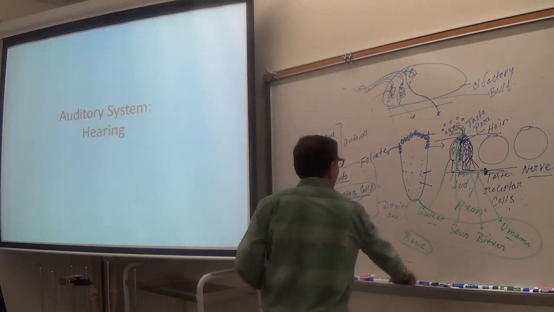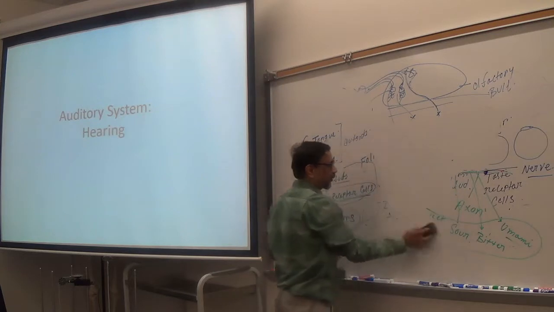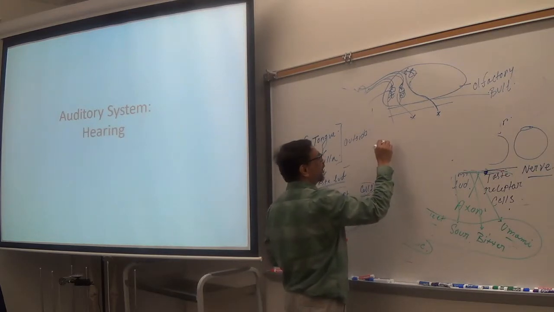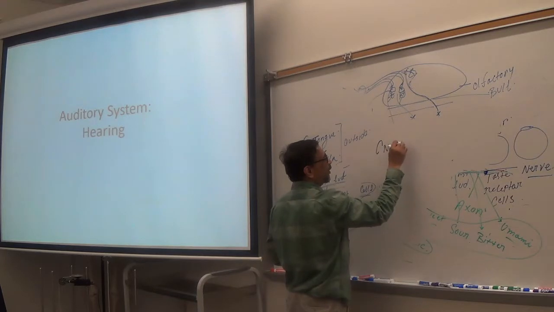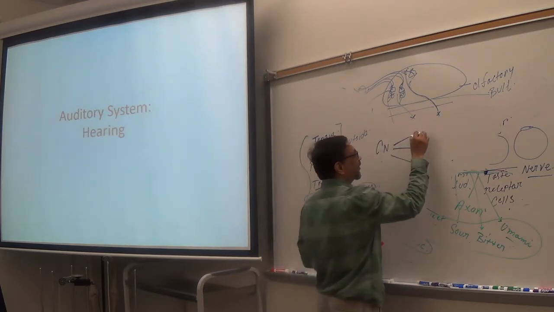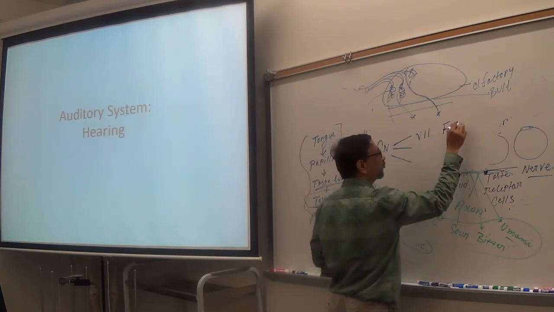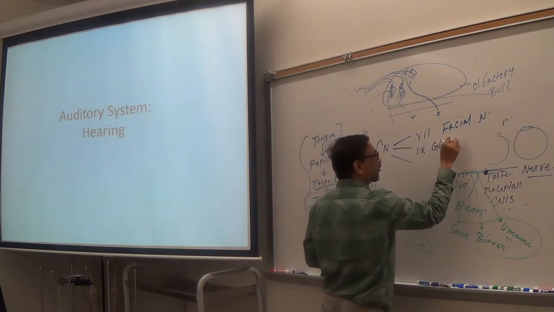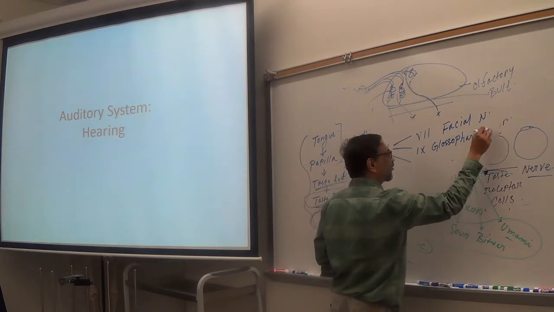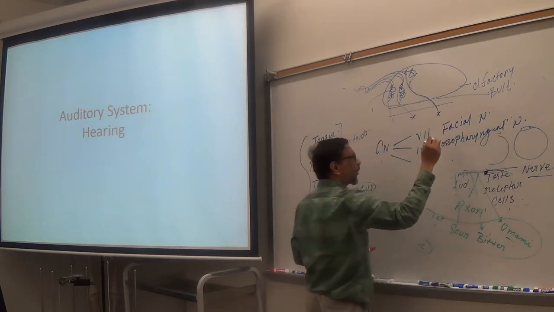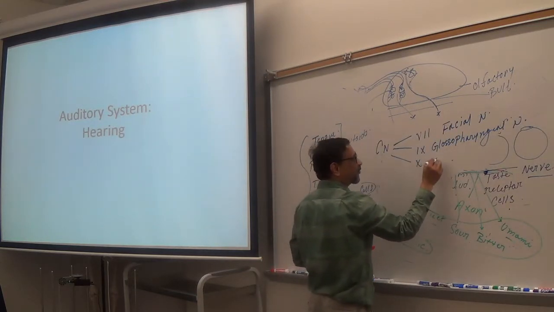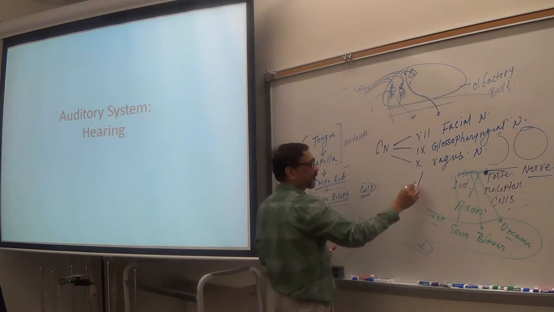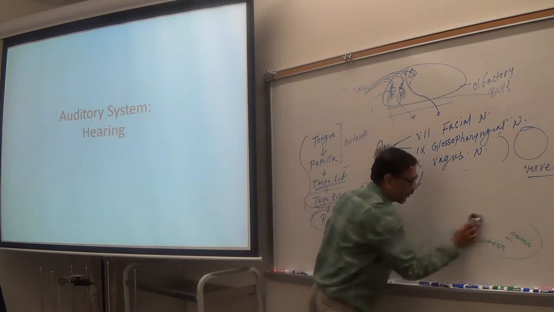So let me write it down. Then we'll move to the auditory. Okay. So from the receptor cells, three cranial nerves. Cranial nerve number 7 is called facial nerve. Cranial nerve number 9 is called glossopharyngeal nerve. And cranial nerve number 10 is vagus nerve. So these three cranial nerves take the signal to the medulla oblongata.